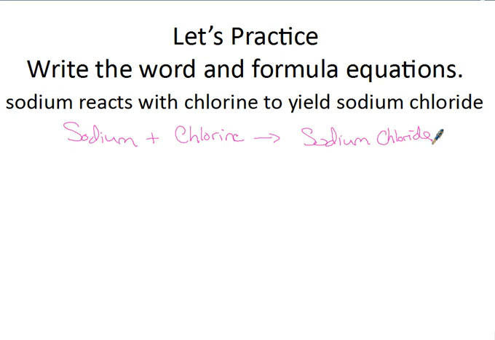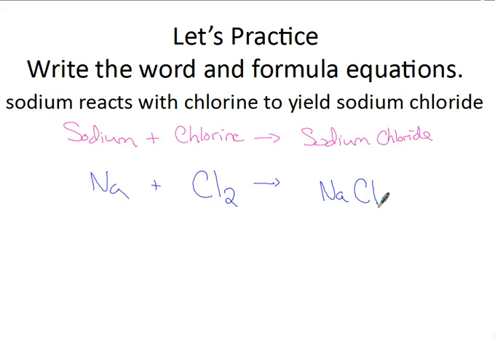Now we're going to pull out our naming skills. Okay, sodium, Na, hanging out. Chlorine, it's part of that Brinkelhoff, so we have to have Cl2. And that's going to yield sodium chloride.